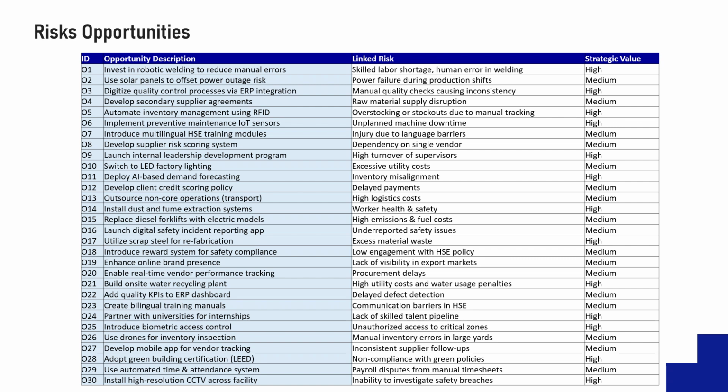A second one, use solar panels. The linked risk is power failure during production, and the strategic value will be medium. And the rest, we have 28 opportunities as well. We can adopt them to get good results for the operation and business in the future.